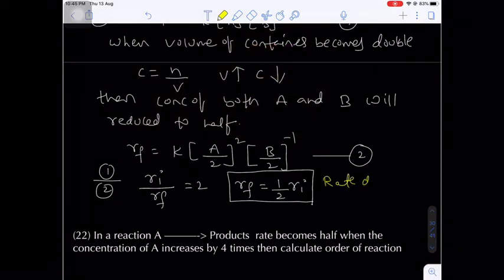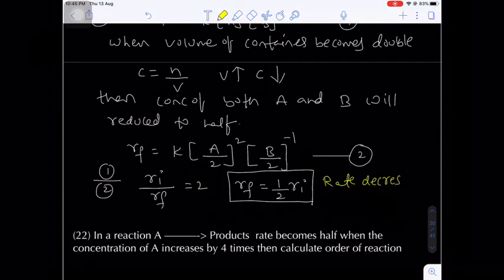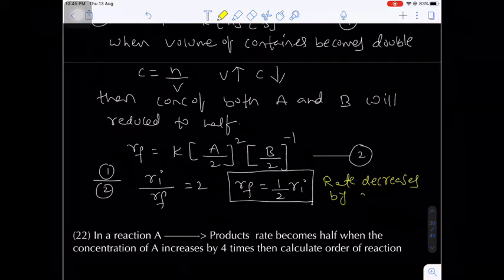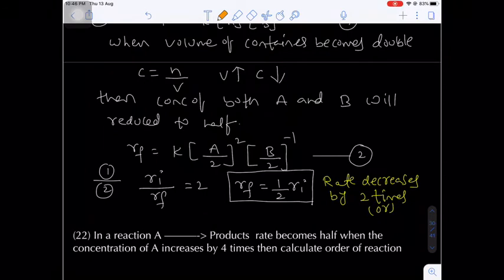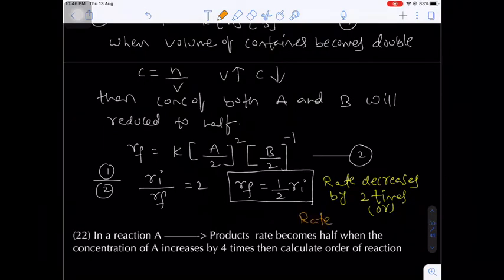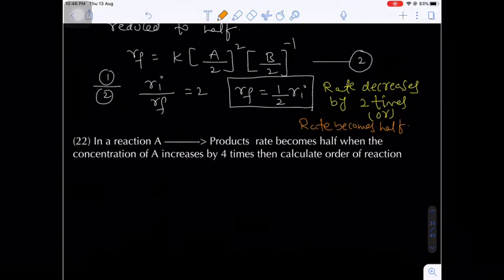Rate decreases by 2 times, otherwise rate becomes half. Both are the same. Rate gets reduced by 2 times or rate gets half, both are the same.